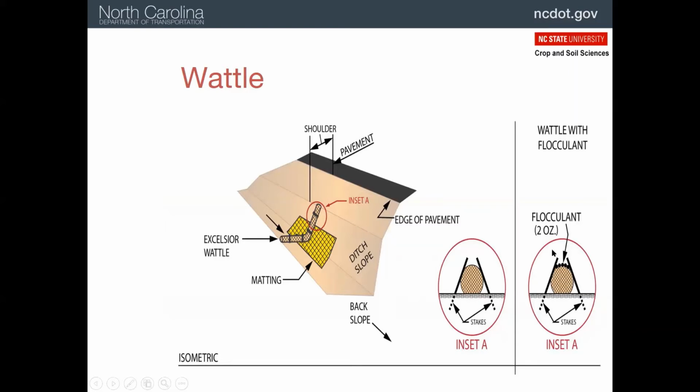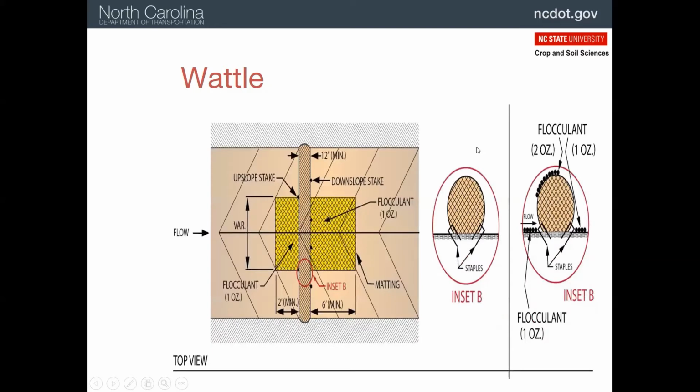And we haven't talked much about this, but we can add that polyacrylamide that I mentioned earlier as a powder to the top of these wattles and then on both sides on the blanket. And what that does is it releases some of this flocculant or polyacrylamide into the water as it's running down through the ditch. And as a result, we can reduce our turbidity with that chemical treatment. So that's very common on a lot of the DOT projects. You'll see that we are putting out the flocculant on all the check dams.